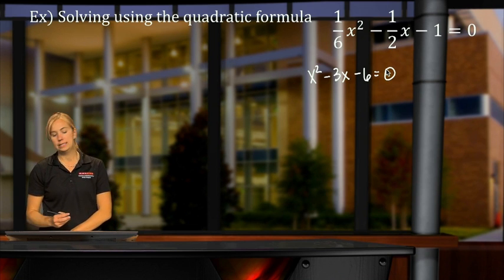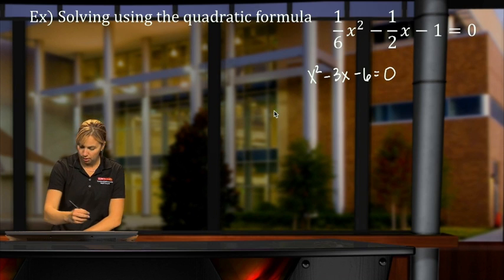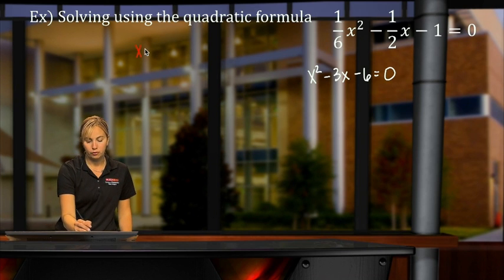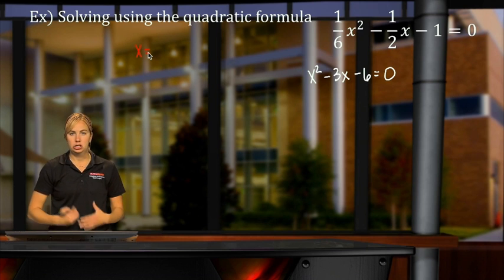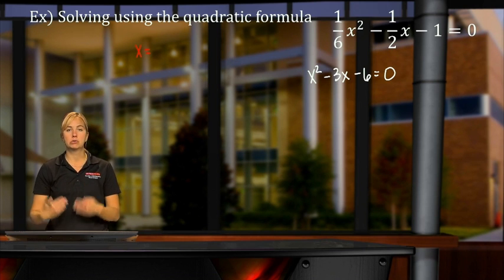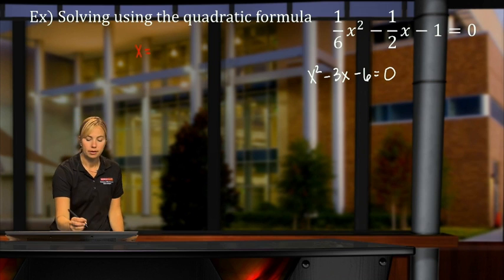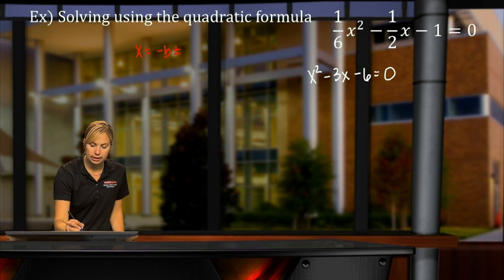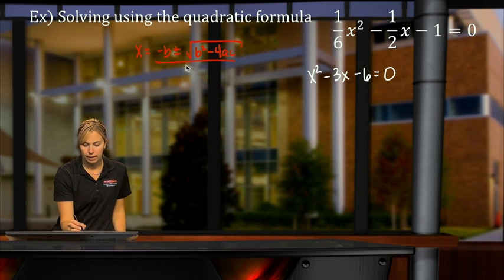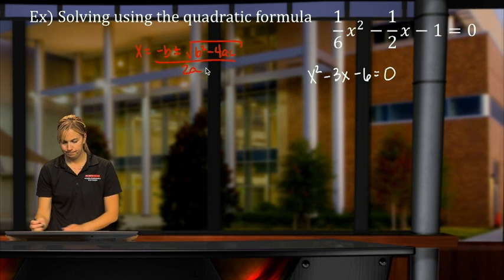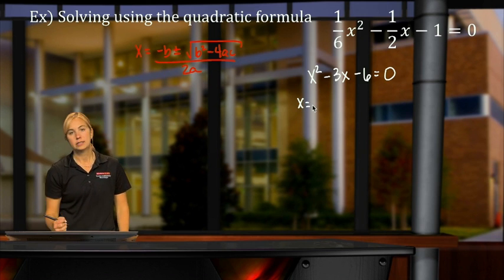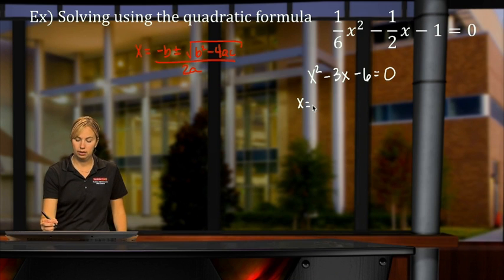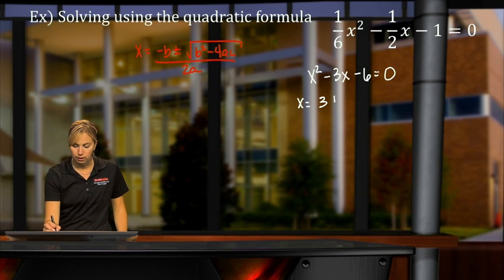So we had x squared minus 3x minus 6 equals 0. I'm going to go ahead and rewrite my quadratic formula over here so that I'm not just plugging into it, but I'm actually rewriting that formula every single time. Negative b plus or minus the square root of b squared minus 4ac, all divided by 2a. Substituting the values from my quadratic, b is negative 3, so negative b is positive 3.